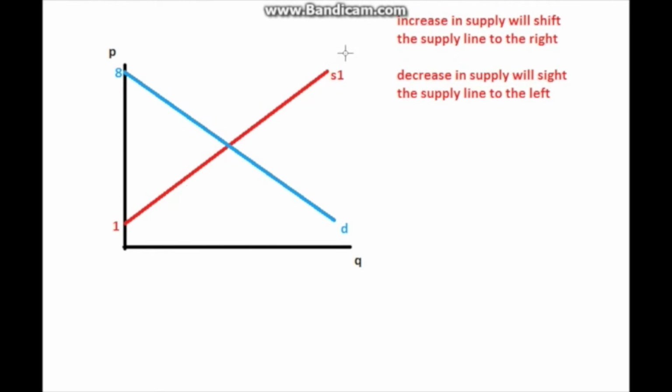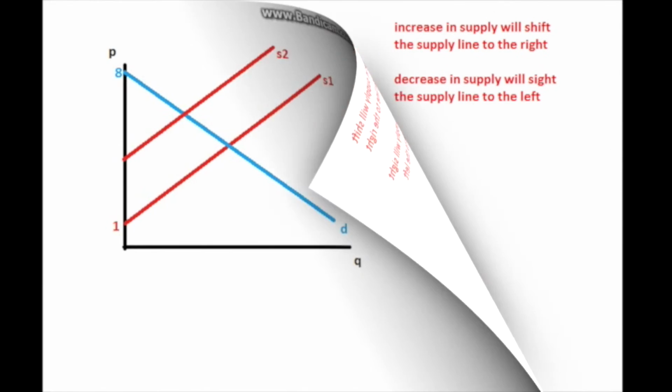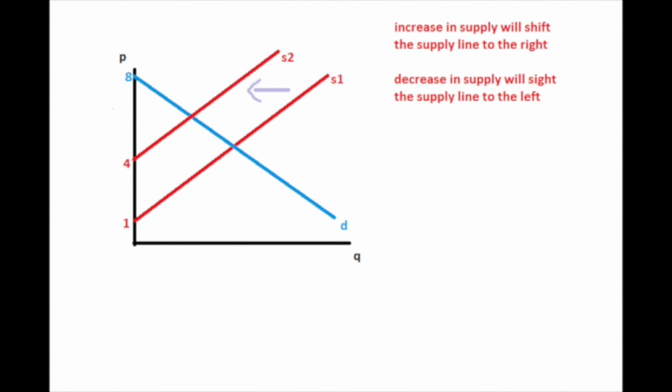Here we have the original supply line, which is S1, and I will draw a new supply line on the left side of the original line, and we call it S2. So now we see that the supply line is shifting to the left and appears as a new line, which is line S2. At first the price is at P1, and when supply decreases, the price will increase to P2.